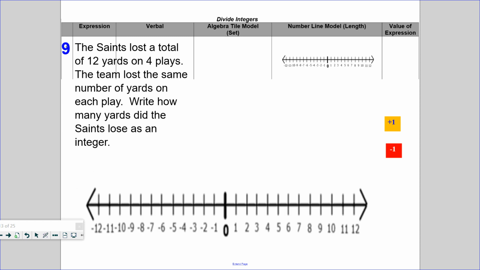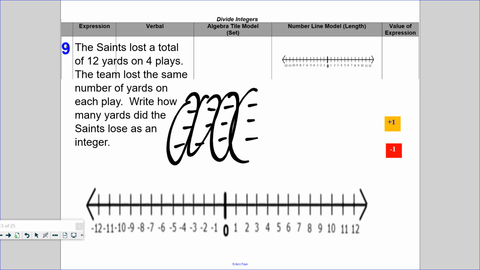So number 9, the Saints lost a total of 12 yards. 1, 2, 3, 4, 5, 6, 7, 8, 9, 10, 11, 12. On 4 plays. The team lost the same number of yards on each play, right? How many yards did the Saints lose as an integer? So we need to see how many they lost in each play. 1 play, 2 play, 3 play, 4 play.